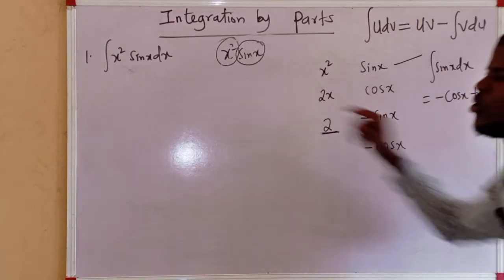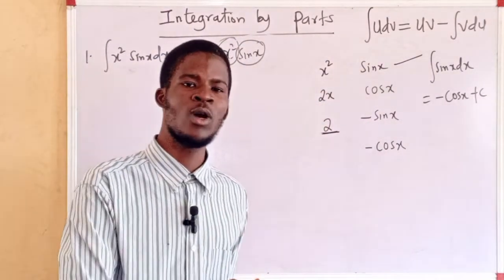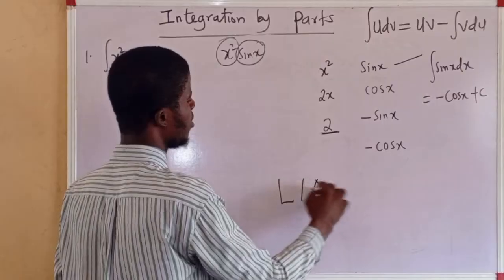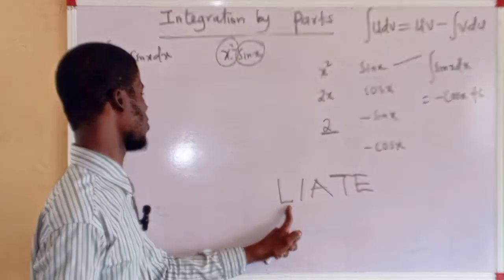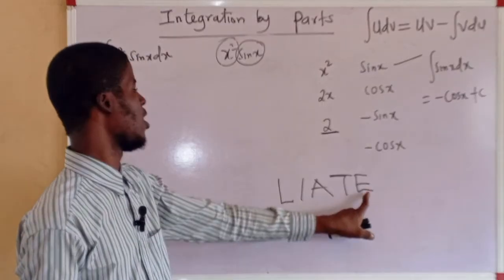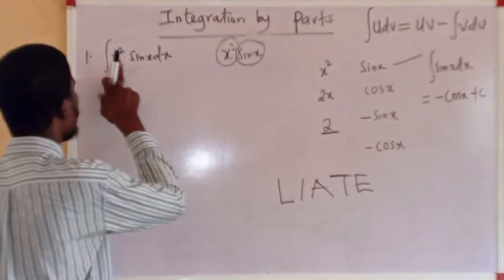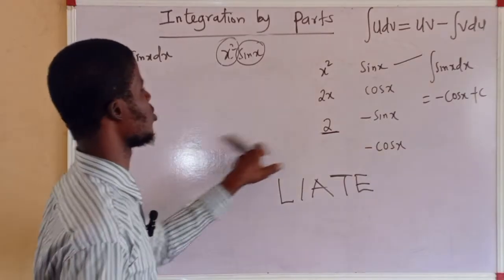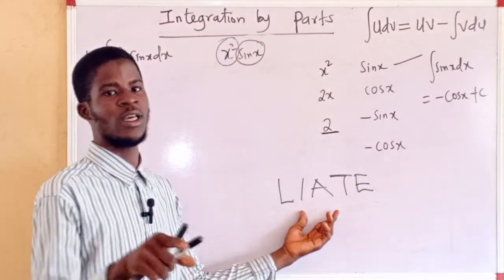Minus cos x. So there is actually a mnemonic that we use to determine which part should be made equal to u and which part should be made equal to dv. This is the mnemonic: LIATE. L stands for logarithmic, I stands for inverse, A stands for algebraic, T stands for trigonometric, and E stands for exponential. I just showed you why we should choose x squared as u, because after successive differentiation, x squared will lead us to what? 2. This helps us to choose the part that should be set equal to u.